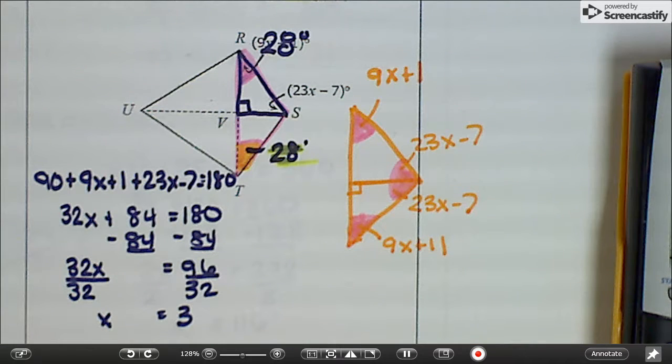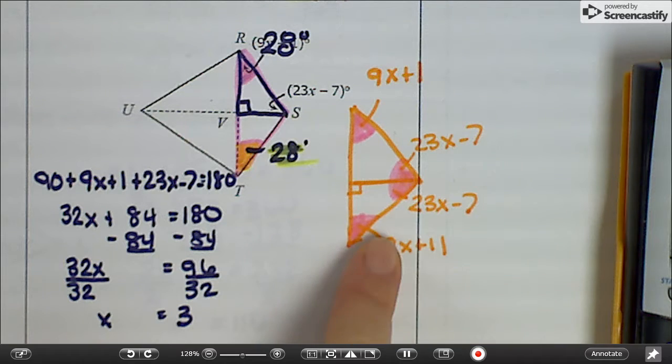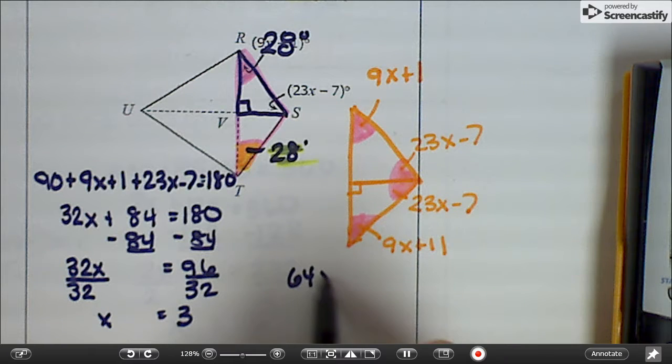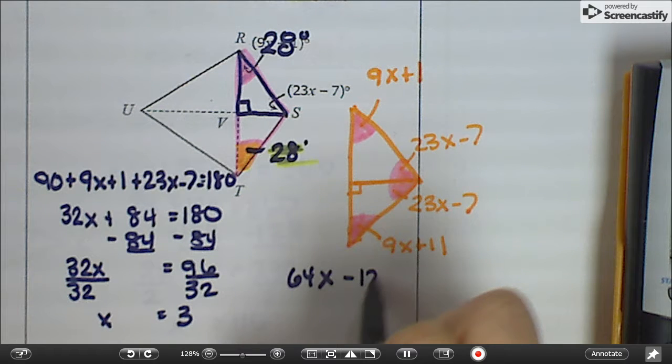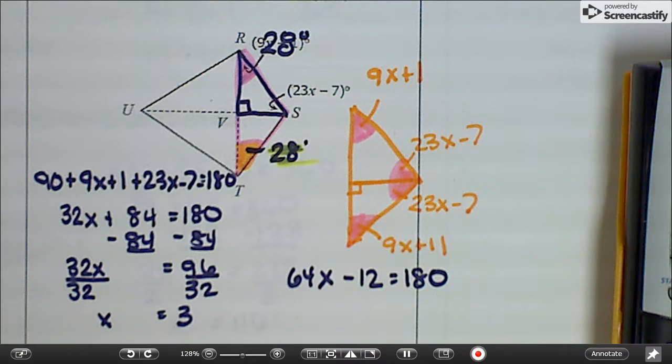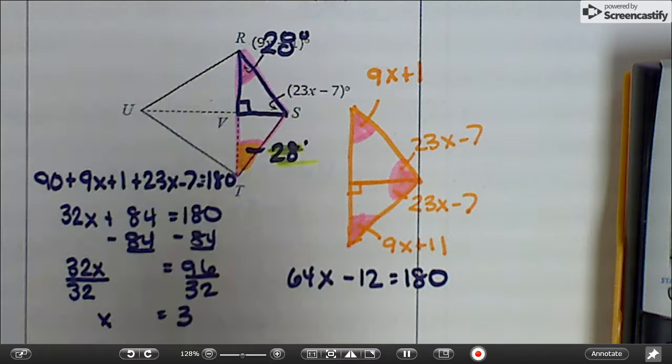And again, the sum of the angles in a triangle is 180. So you would add up all these. So 9 plus 9 plus 23 plus 23 would be 64x. And then 1 minus 7 plus 1 minus 7 equals 180. And then we would solve that.